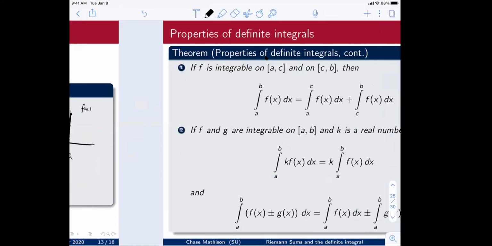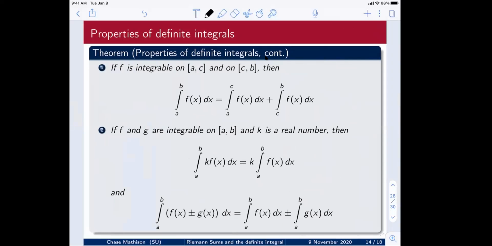So there are a few more properties that we're going to look at. Again, it just comes from looking at the big Riemann sums. So we're going to pick up here tomorrow, and I think tomorrow we'll be able to get into the fundamental theorem of calculus, which is very exciting.